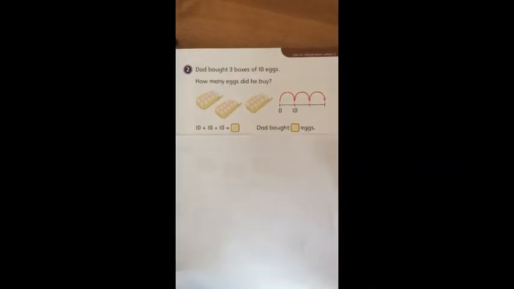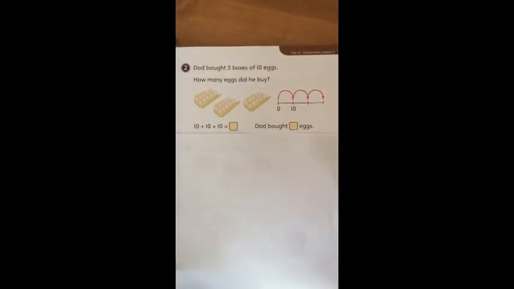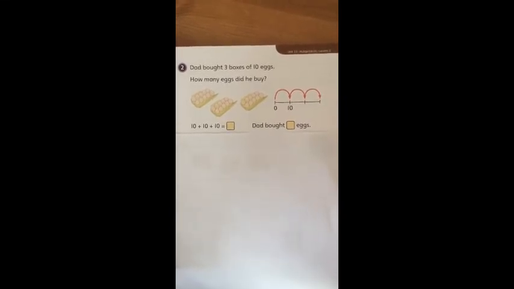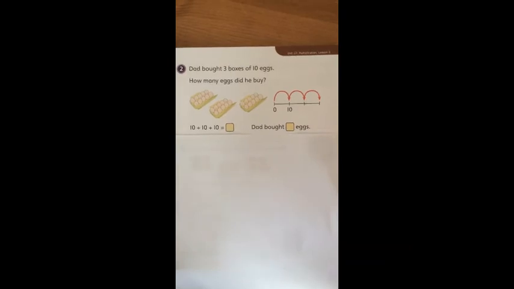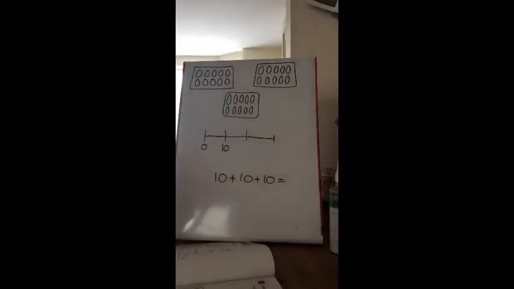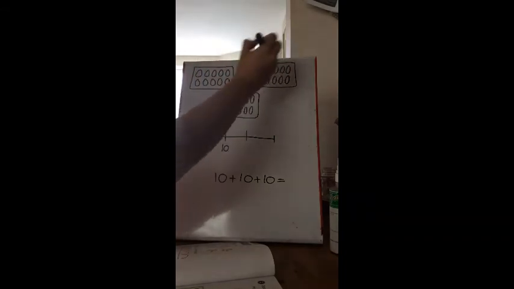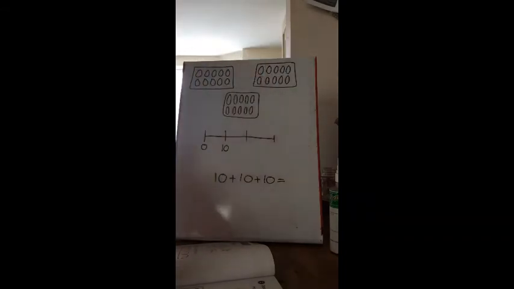Question 2. Dad bought 3 boxes of 10 eggs. How many eggs did he buy? Let's have a look at this together. So here are my lovely packs of eggs. And the question said Dad bought 3 boxes of eggs. So I've got 1 box, 2 boxes and 3 boxes.